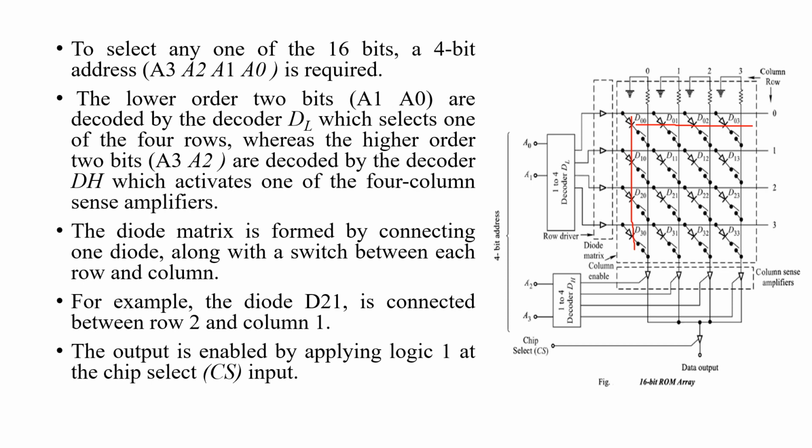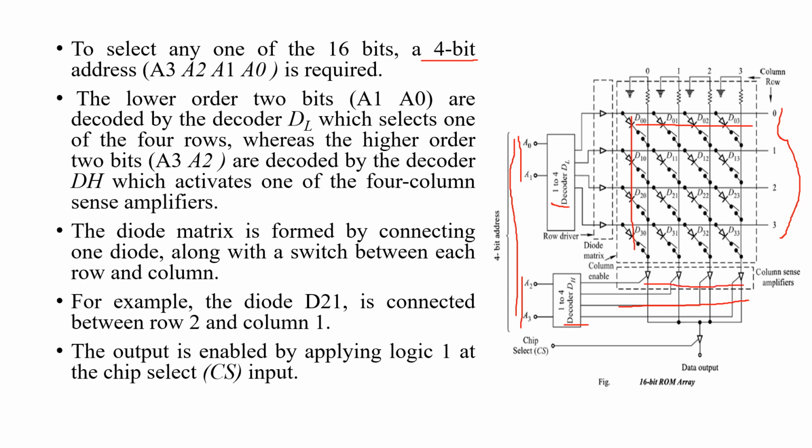To select any one bit, 4 address lines are required. To select 16 bits, 4 selection lines are required. So a 4 bit address A3, A2, A1, A0 is required. The lower order bits A1, A0 are decoded by the decoder DL, which selects one of these 4 rows, whereas higher order 2 bits A3, A2 are decoded by decoder DH, which activates one of 4 columns.